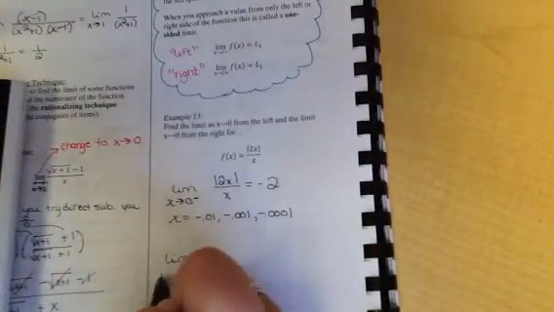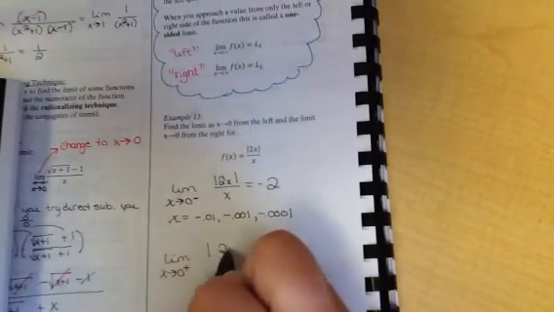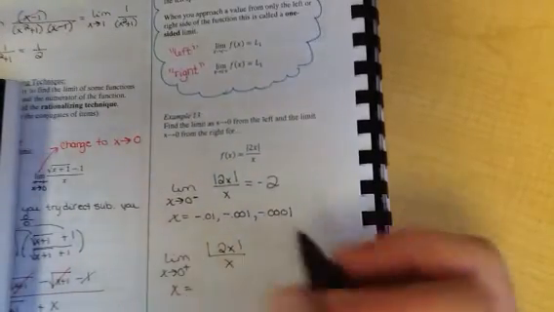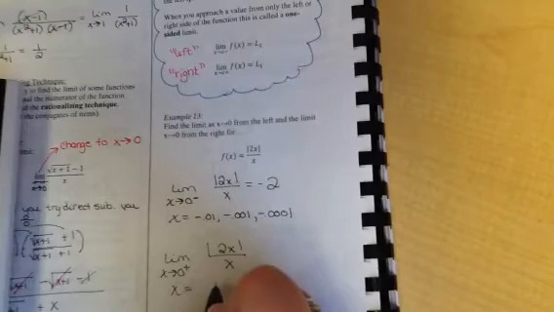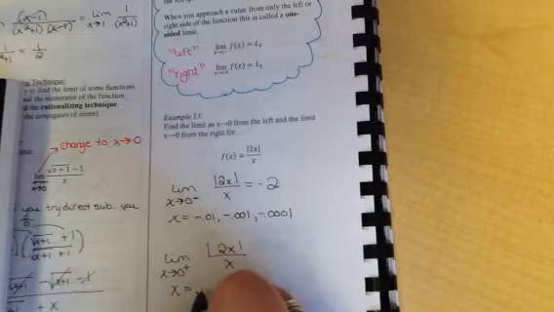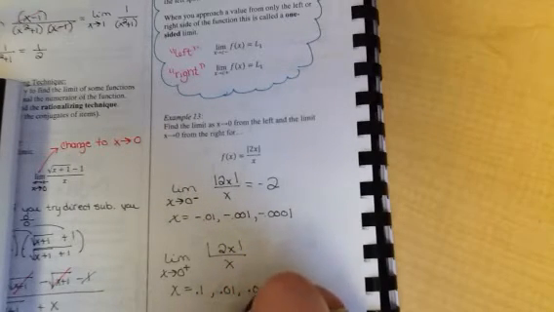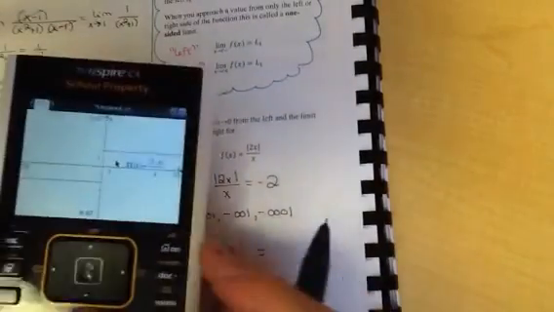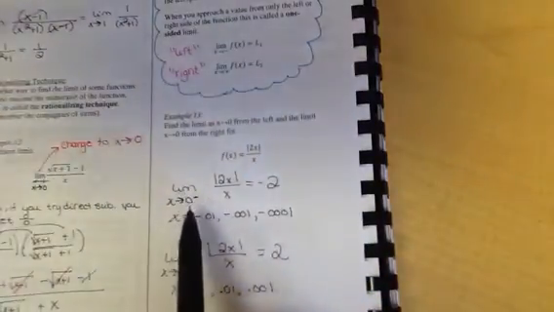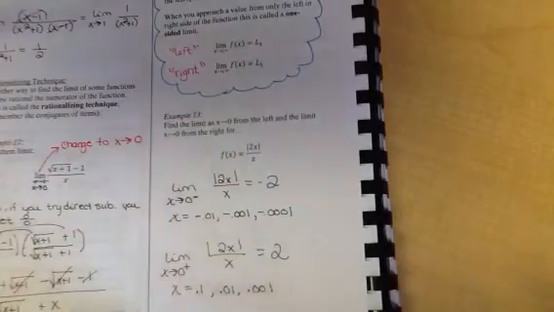But if I do the limit as x approaches 0 from the right of the absolute value of 2x over x, that means you're plugging in values just about at 0 on the other side, like 0.1, 0.01, 0.001. When you do that and look at the graph, you can see that it's this side right here, and you're going towards 2. So the left-sided limit is -2, and the right-sided limit is 2.